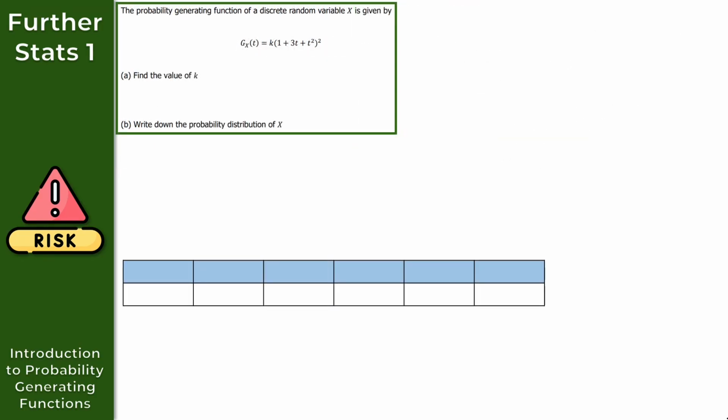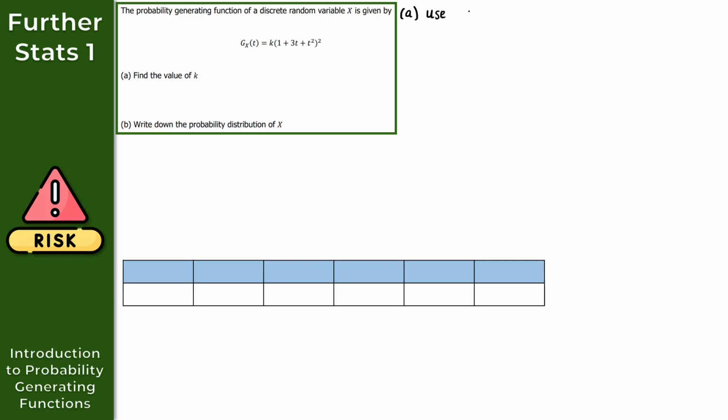Moving on then to the very last question here, question 3, where we have the PGF of a discrete random variable x, which is given as follows. So we've got g of x here in terms of t, and that is equal to k times 1 plus 3t plus t squared, all squared. And for the first part of this question, part A, what I want to do here is find the value of k. To answer part A, we need to use an important property of probability generating functions.